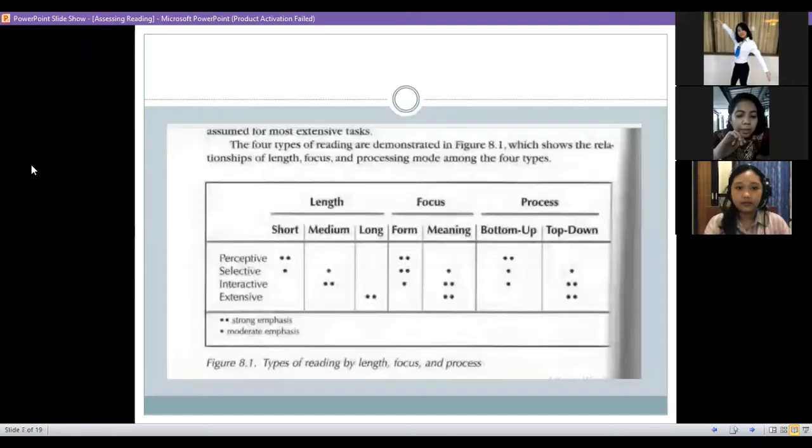And next, you can see the types of reading by length, focus, and process. I will give you time. Okay, after seeing the tables, maybe the next explanation will be explained by my friend.